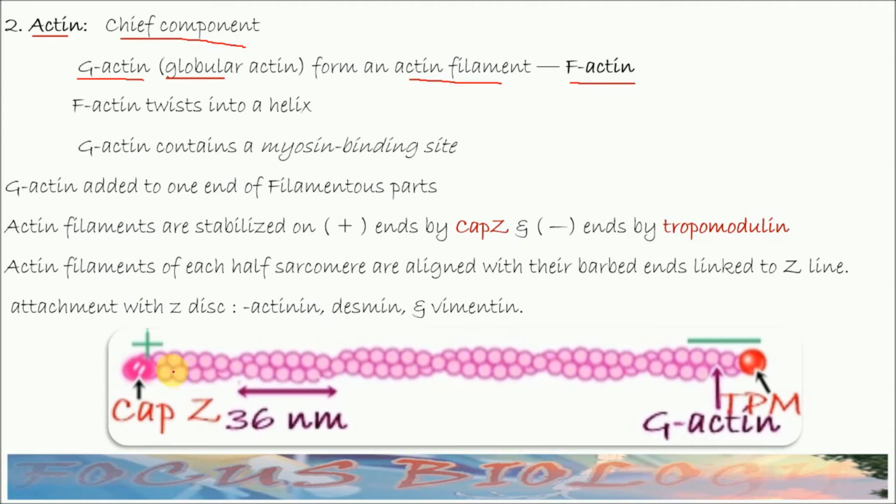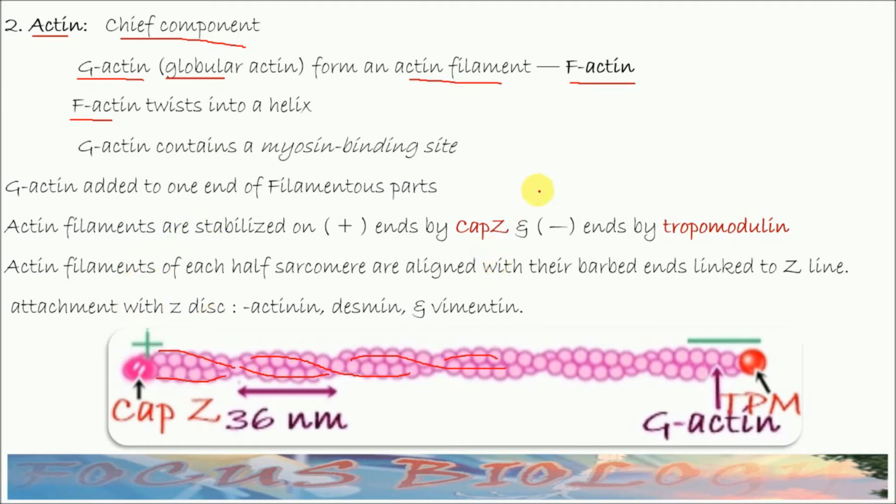and this is the second filament. Here it is. This F-actin twists into a helix. They form a helix. You can see here. The both, one is this, another is this. These two F-actin filaments twist in a spiral manner. Here it is, right?